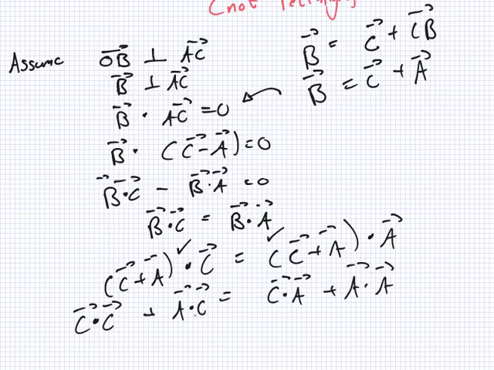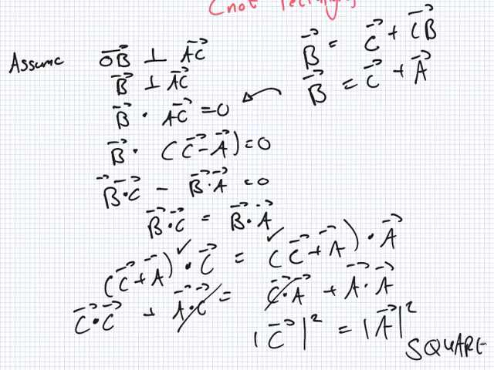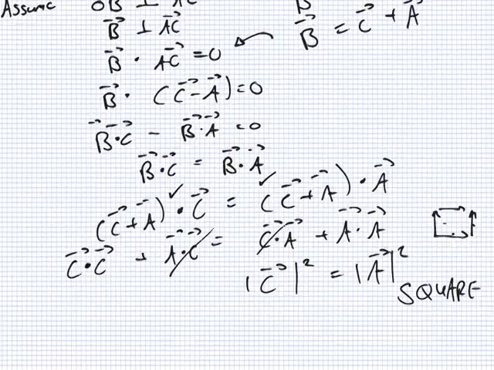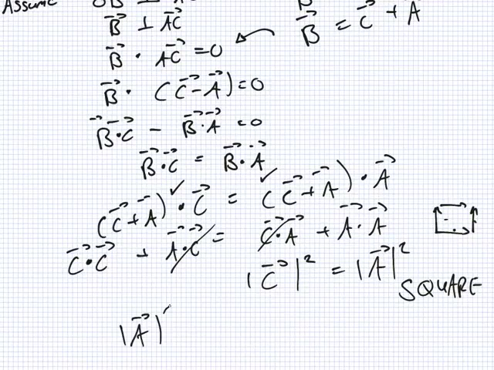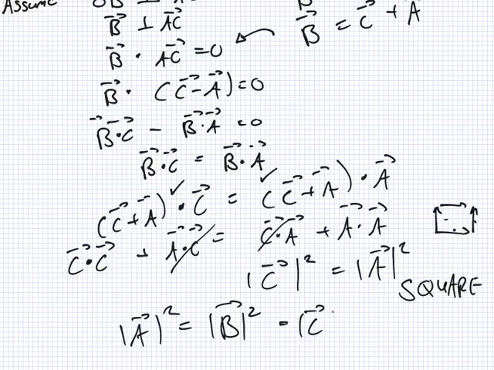What can I cancel? They're cancelled. You get magnitude of C squared equals magnitude of A squared. So it must be a square, because you're saying that this side is the same length as this side. And you already know that this must be the same as this, and this must be the same as this. So we can end up saying that magnitude of A squared equals magnitude of B squared equals magnitude of C squared equals magnitude of D squared. Cancel the squares and it's definitely a square, not a rectangle.